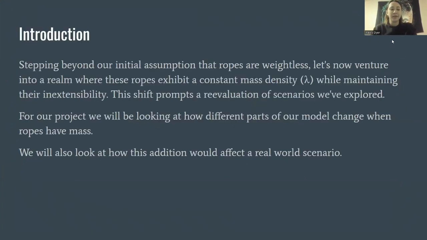So to introduce this topic, today we're going to be stepping beyond our initial assumption that ropes are weightless. We're now going to look into the idea where ropes exhibit a constant linear mass density represented by lambda, while they're maintaining inextensibility. This shift prompts a reevaluation of scenarios we've explored throughout our physics courses. For our project, we were looking at how different parts of our model change when ropes have this linear mass density. We will also then be looking at how this addition would affect real-world scenarios.